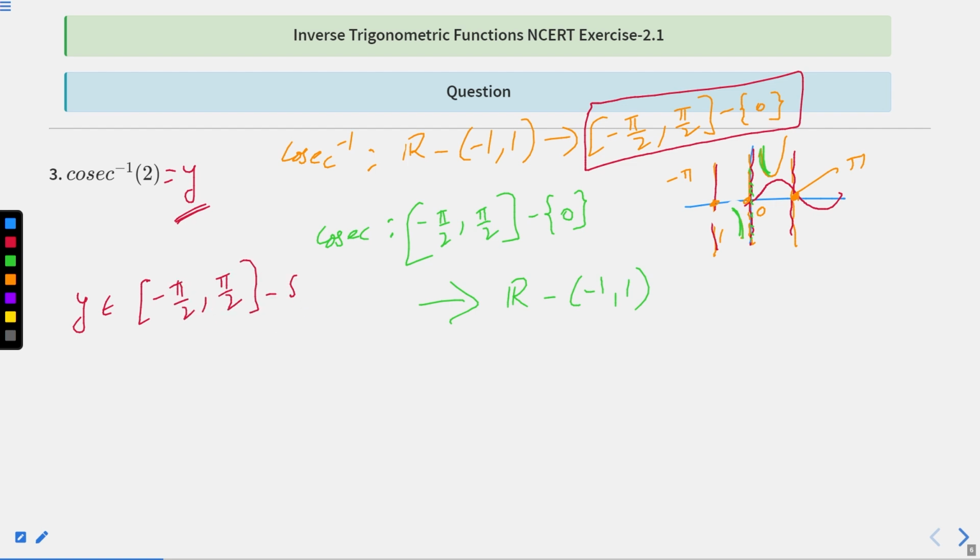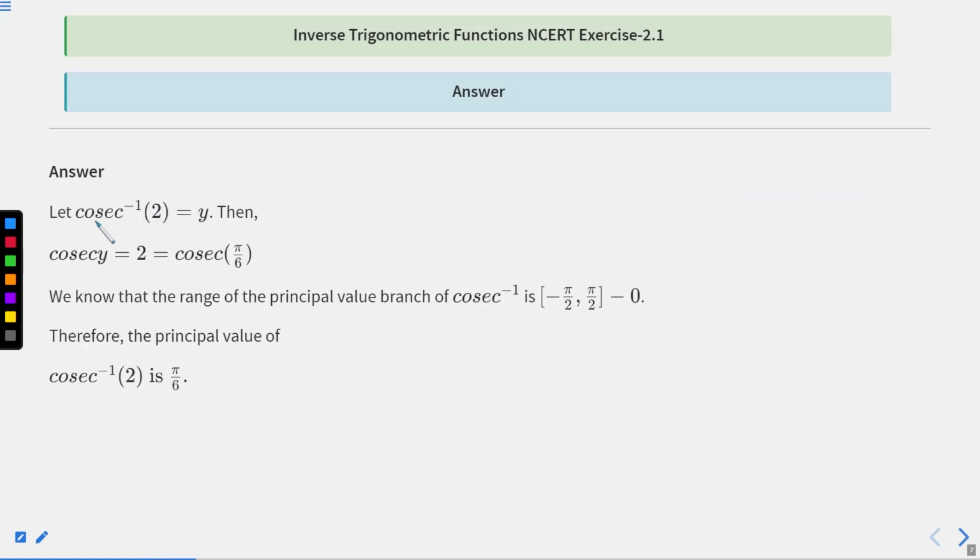So now what will you do? Just start the same as we did in previous questions. Write it equals to y, then rewrite it like this. So cosec y is equal to 2. Now we know what 2 is equal to? Cosec pi by 6. So from this I can say the y value can be equal to pi by 6.